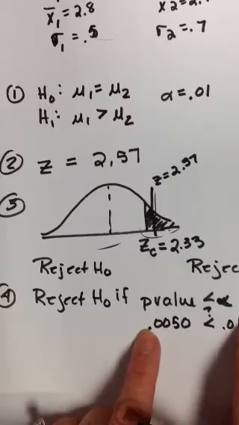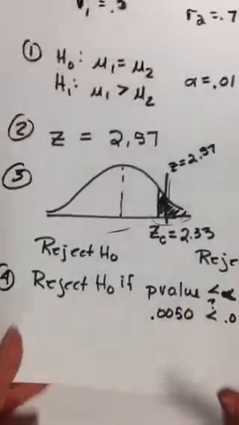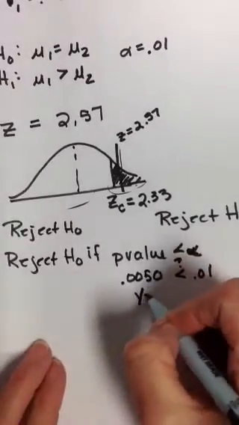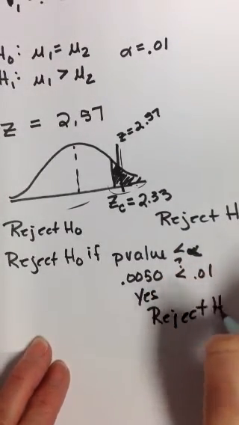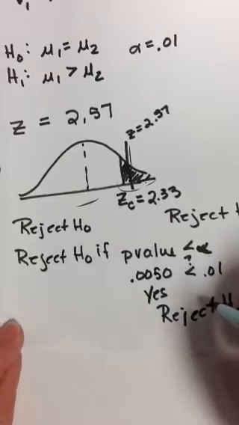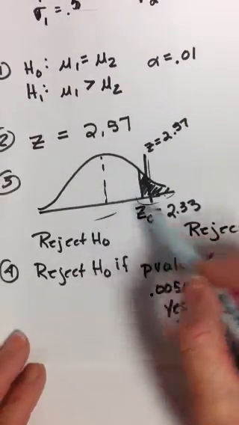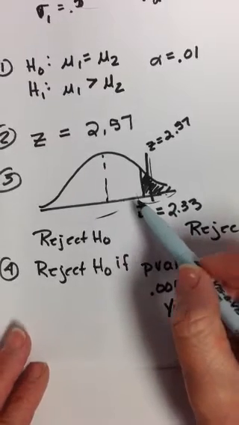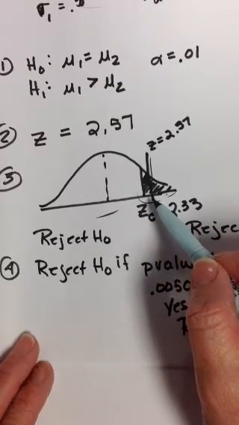Yes, it is. Remember, just add the zeros, compare the numbers. Is 50 less than 100? Yep. So the answer is yes. So therefore, I reject H naught. Okay, these two should match, remember. So had it fallen in the non-rejection region, I would have said do not reject H naught. And in WebAssign or in the back of the book, they also call that fail to reject.